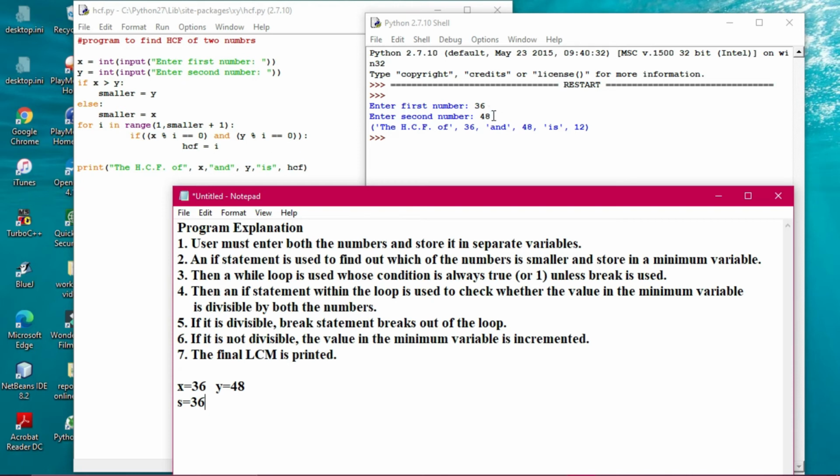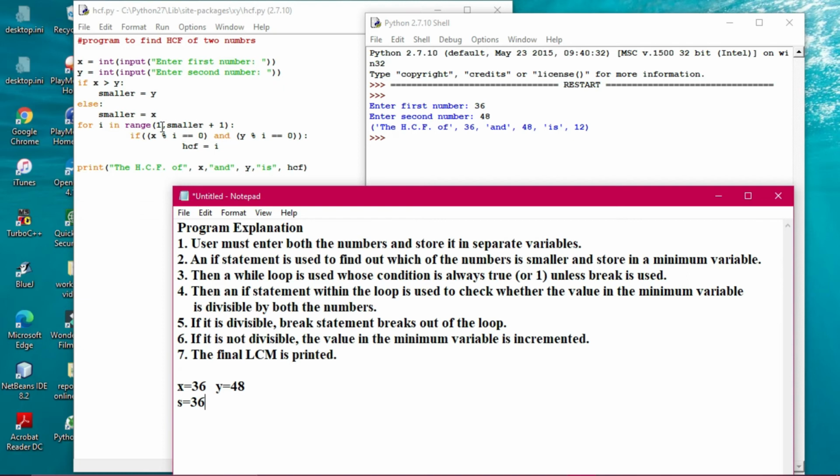36 and 48, when we are calculating its HCF, then what is happening? In fact, this particular I value has started dividing from 1. So 1 and 1, then HCF equals I. That is true, because every number is exactly divisible by 1. All right. So now what is happening? Now it will keep on checking.